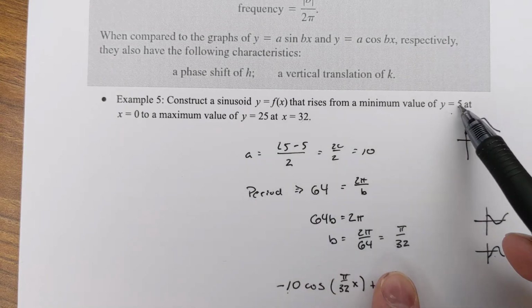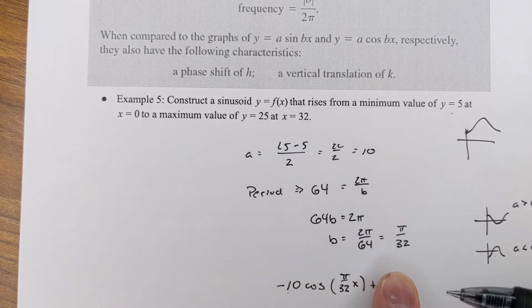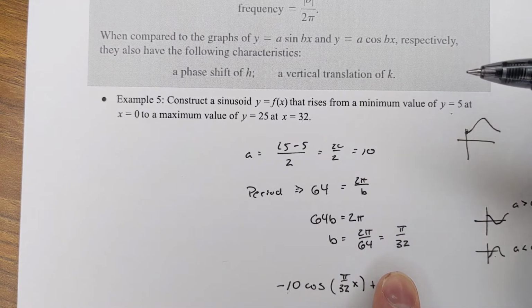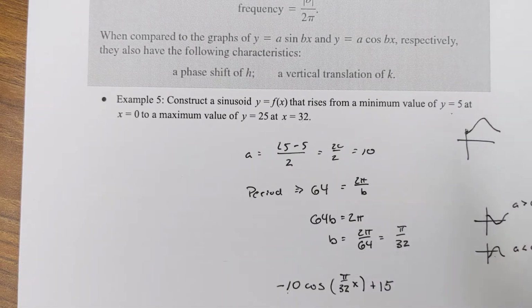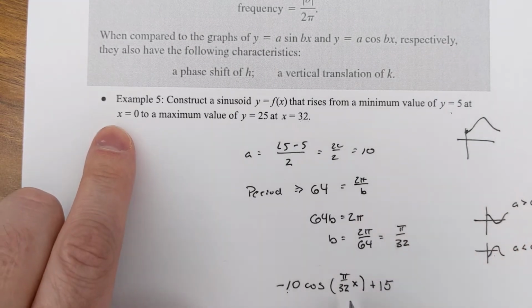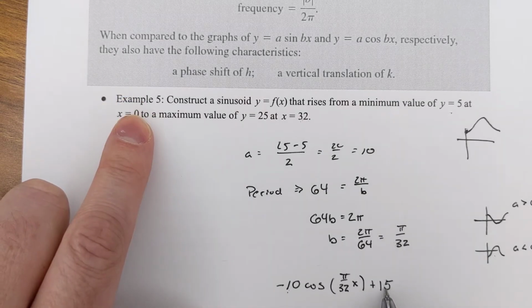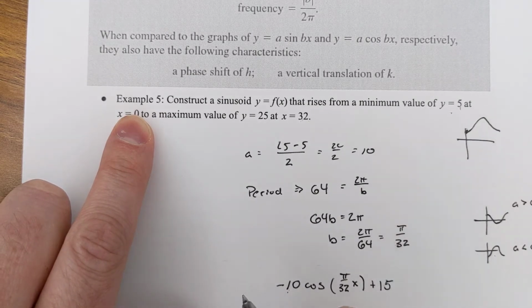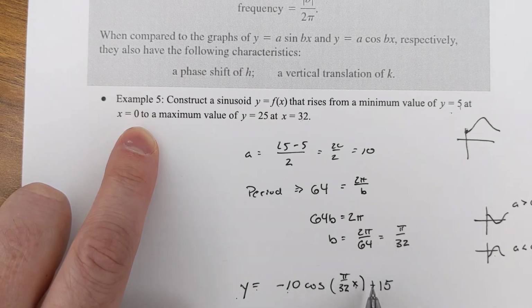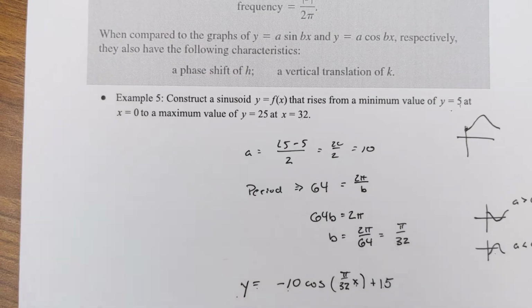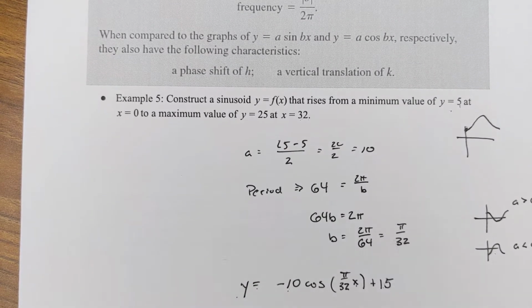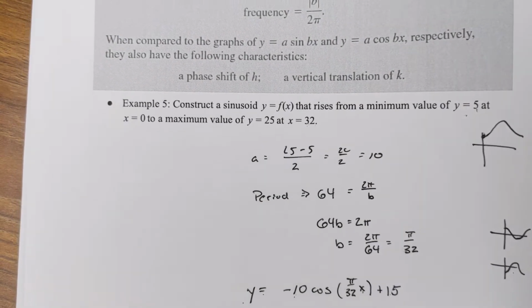But I need to run it between 5 and 25, so I need to shift that whole graph up 5. The other way to do that would be to leave that as k, plug in 0 for x, so you have 5 equals the y value, because this is y equals. So you'd have 5 equals negative 10 cosine, blah, blah, blah, times 0 plus k, and you could algebraically solve for k if you didn't want to think your way through the problem.